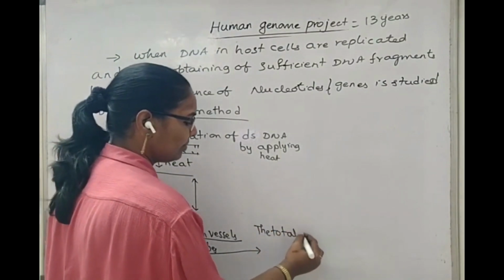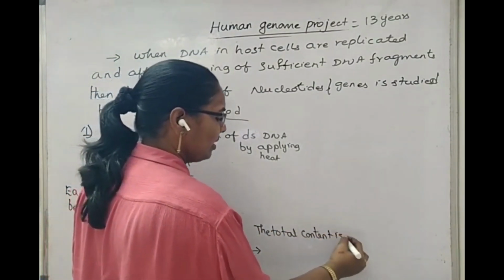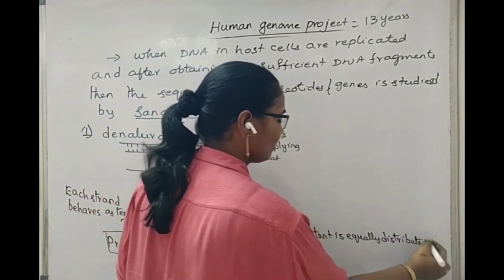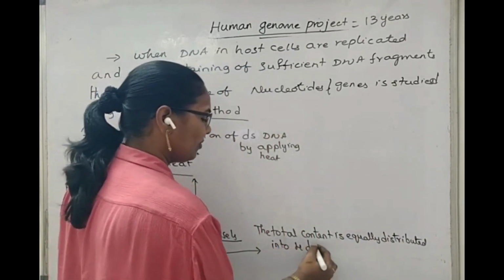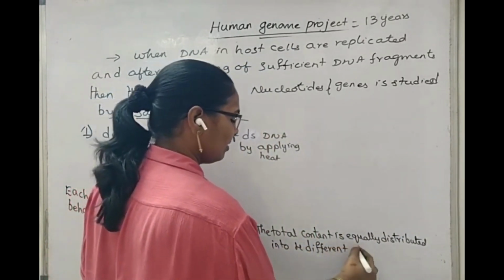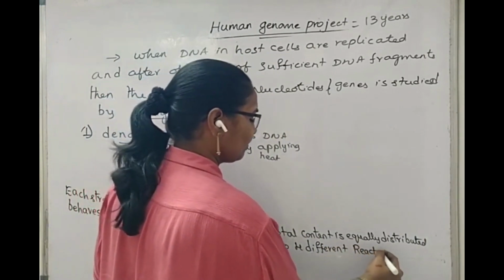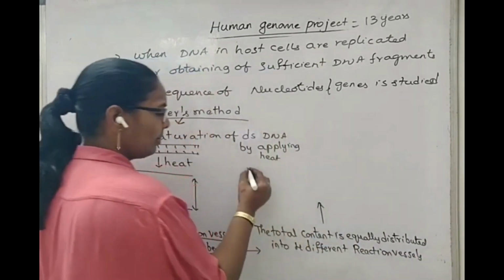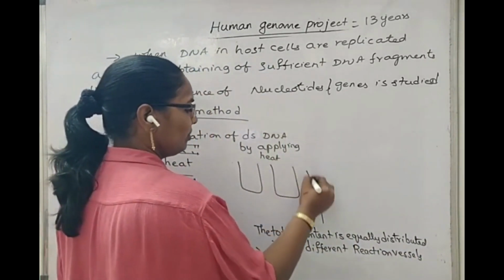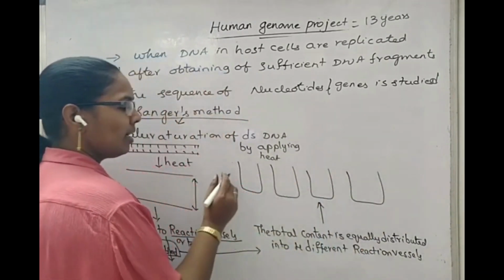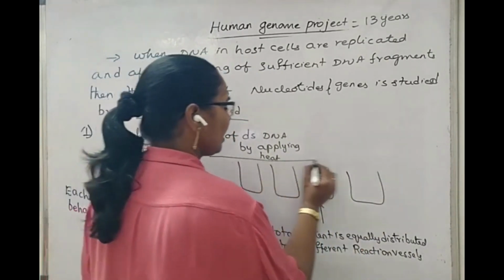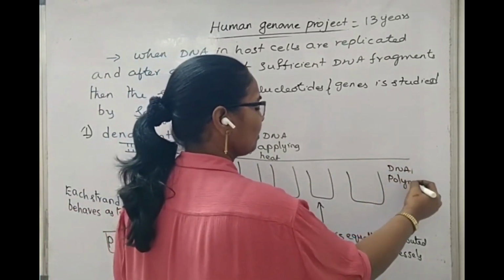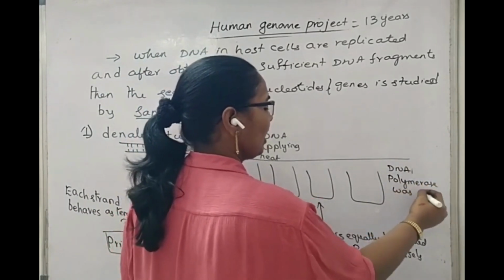The total content is equally distributed into 4 different reaction vessels or test tubes. Now, the diagrammatic representation we can give like 1, 2, 3, 4. After this, DNA polymerase was added in all.